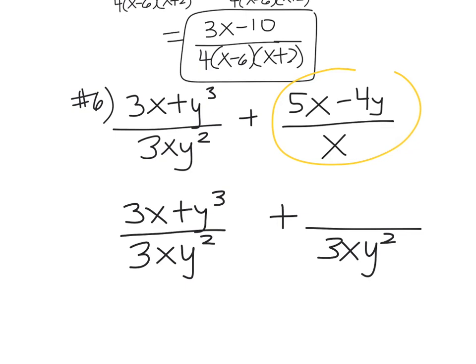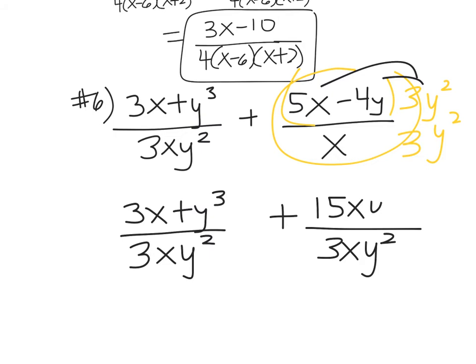So what am I missing? I'm missing a 3 and a y squared. Yep, a 3y squared. Okay, so yes, let's distribute. You're right. So we're going to get 15xy squared minus 12y cubed.